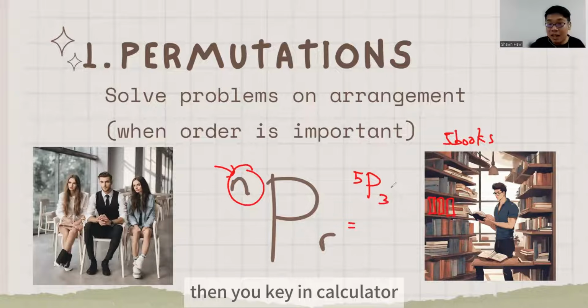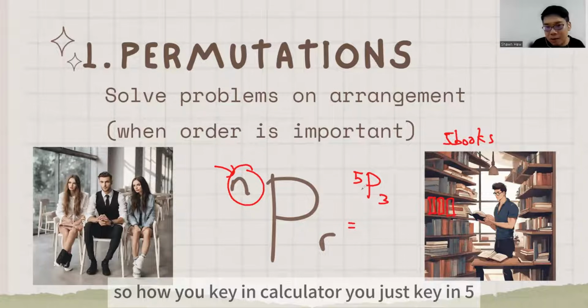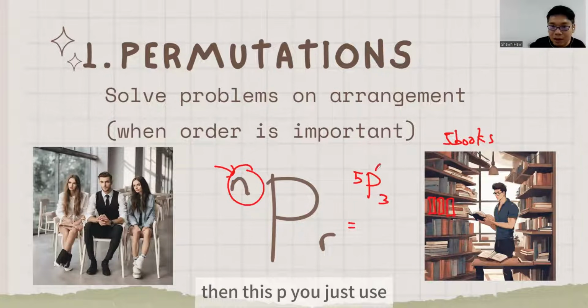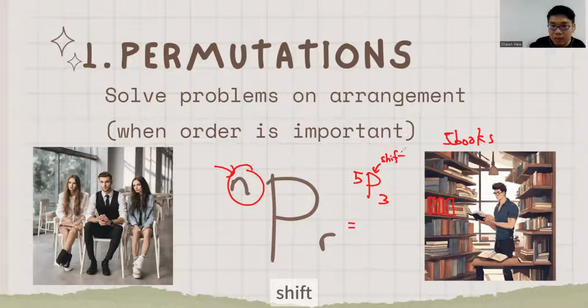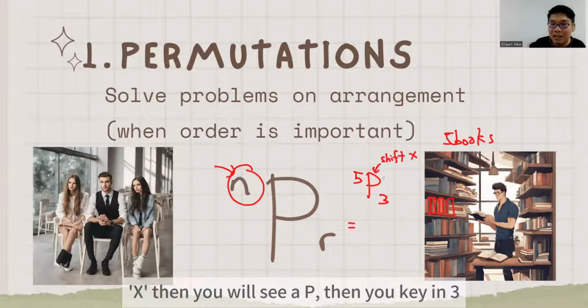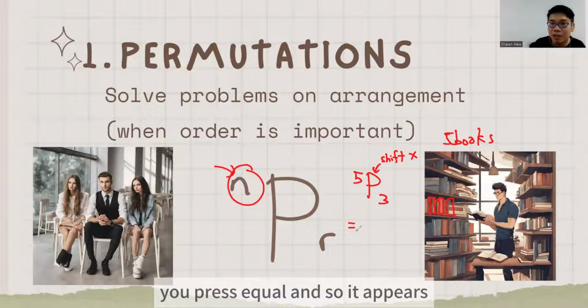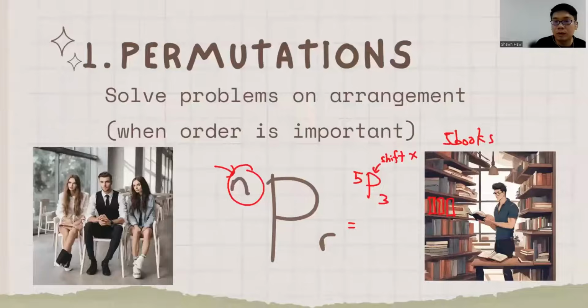Okay. Then you key in the calculator. How do you key in the calculator? You just key in 5, then for this P, you use shift and the times key. Then you see a P there. And then you key in 3. You press equal. The answer will appear, which is 60.